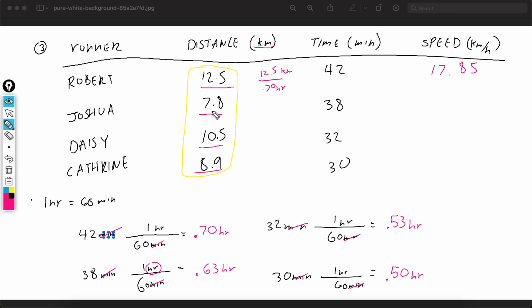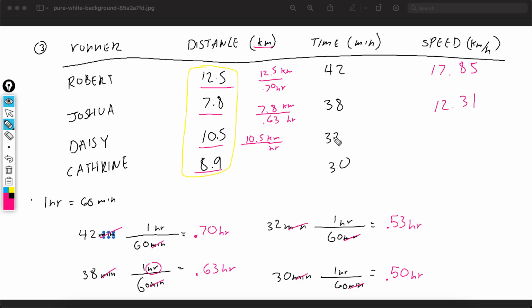Next one, we're going to grab 7.8 kilometers, because that's what we're doing. And then in the hours on the bottom, what did we say? 38, we converted it to 0.63. That equals 12.31 kilometers per hour. Same thing again with this one. We're going to get Daisy's 10.5 kilometers. Oops, just kilometers, sorry, I got excited.